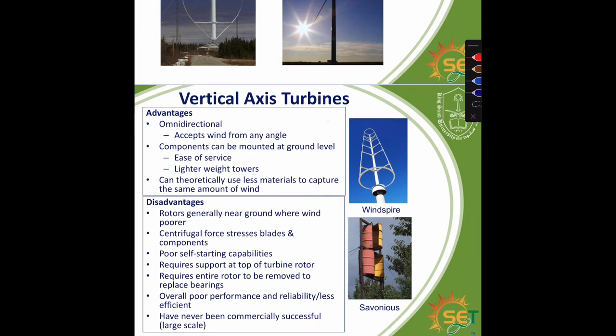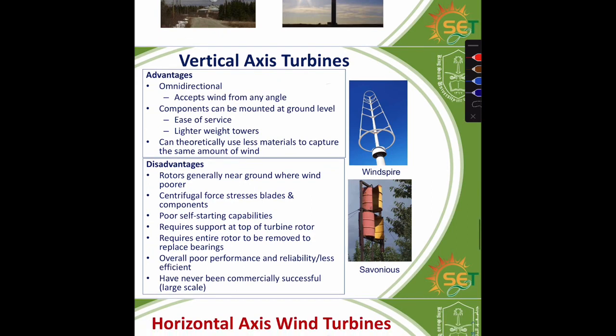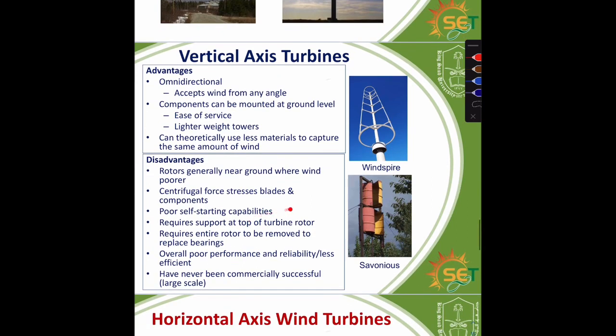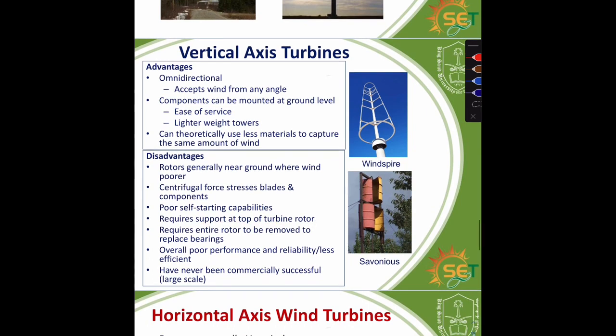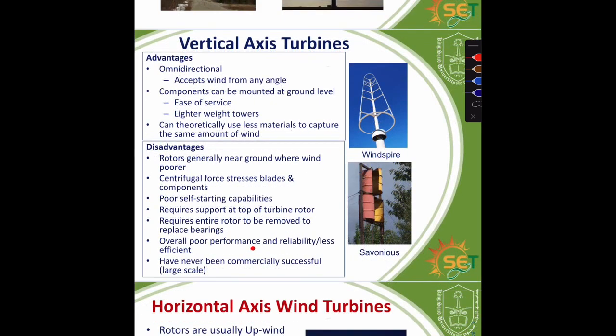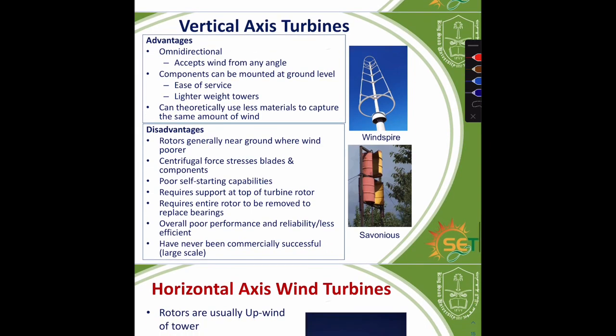The higher we go, the more wind we get. But when we have turbines at the ground level, we have poor wind. We have poor self-starting capabilities, requires support at top of turbine rotor, requires entire rotor to be removed to replace bearings. Poor performance, reliability, less efficient, have never been commercially successful on a large scale.